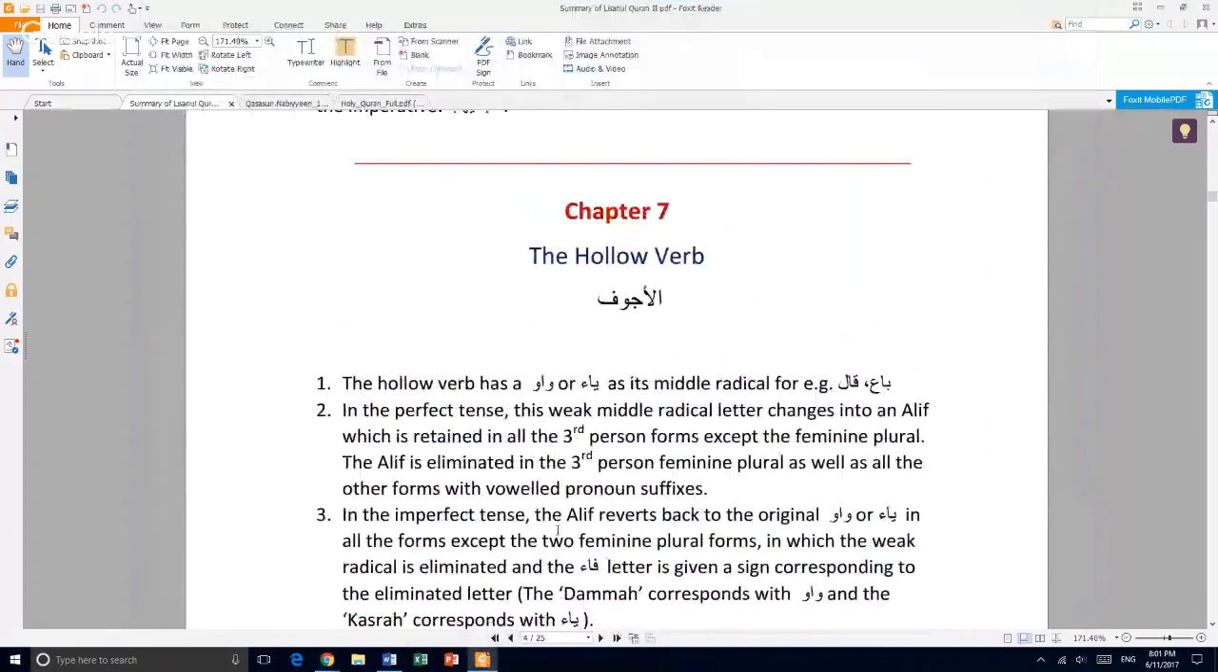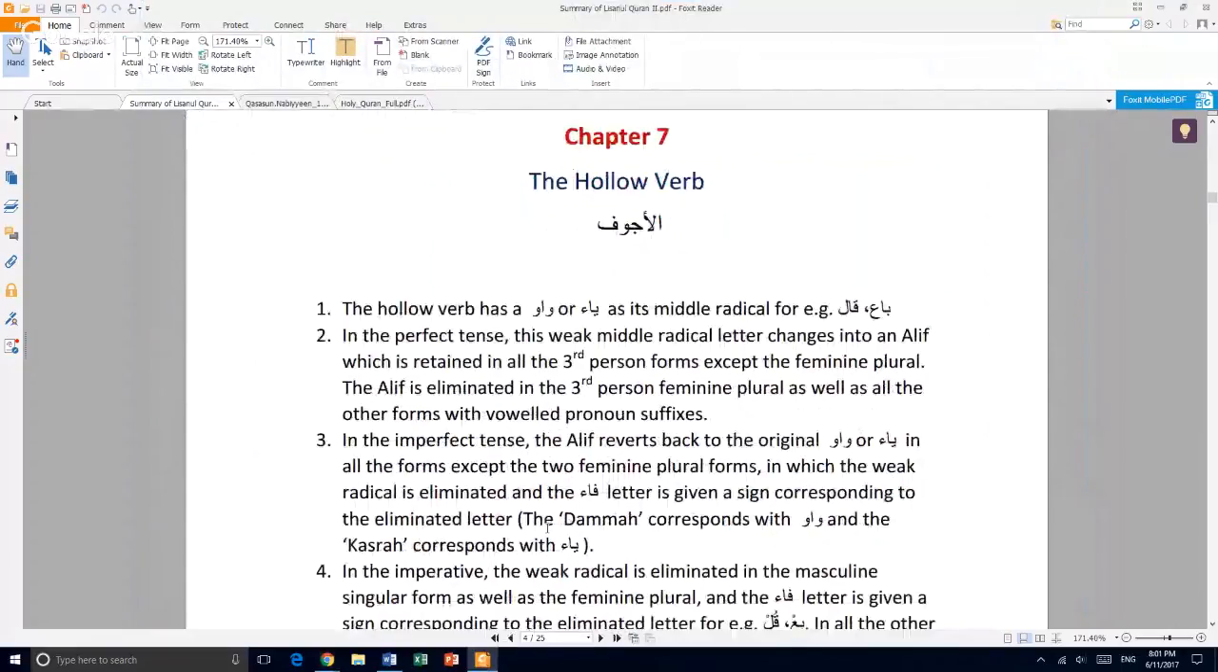Okay, now the summary of chapter 7 is about Ajwaf. If you remember, the word Ajwaf comes from Jawf. Jawf means stomach, it is the middle, of course, the stomach will be in the middle. It's the middle letter, waw or ya. If it is waw, that's called Ajwaf Wawi, and if ya, Ajwaf Yayi.